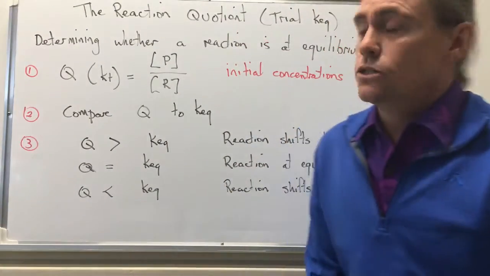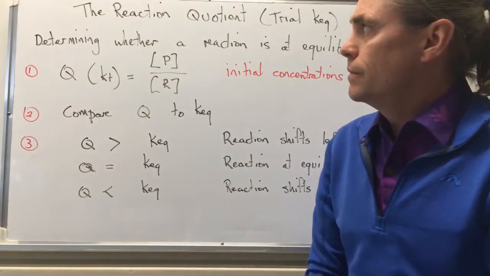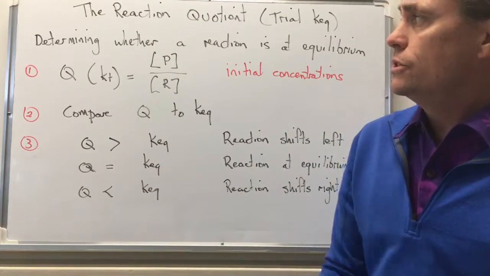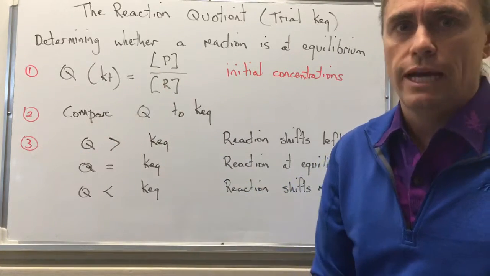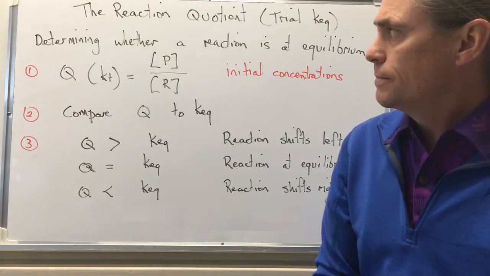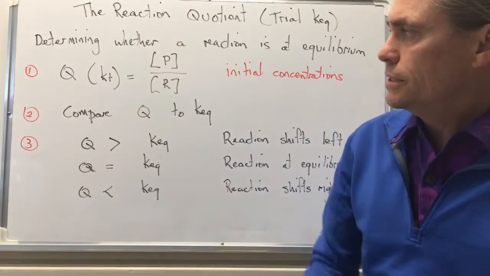Okay, let's have a look at this concept called the reaction quotient and how we can use it to determine whether a reaction is at equilibrium or whether it's going to shift towards the reactant side or the product side. Now there are three steps in determining this.